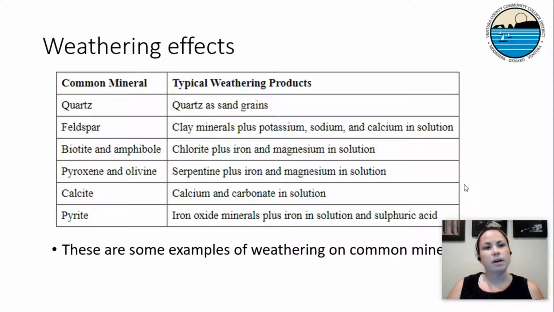So here's a table of some typical weathering effects on common minerals. Like I just said, hydrolysis affects feldspar, and the byproduct is clay minerals plus potassium, sodium, and calcium in solution. Again, these are just weathering products of common minerals. So we have calcite, which is calcium and carbonate in solution. That would be chemical weathering.